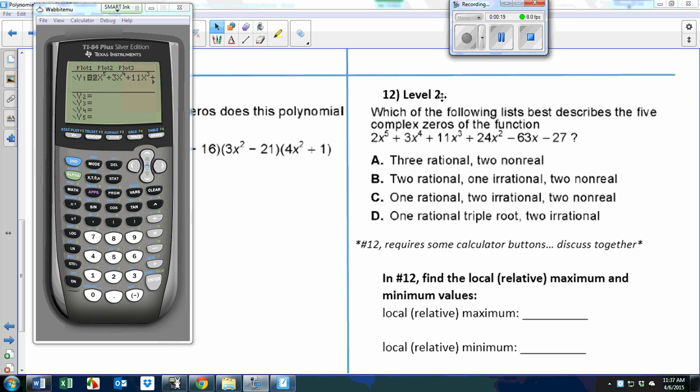Take a second, pause the video if you need to, and type in the function 2x to the 5th plus 3x to the 4th, etc. I've already done that. Definitely double, triple check what you typed to make sure it was typed in right, because you're going to answer a lot of things about this on the constructed response. So pause the video if you need to, but I've got mine ready to go.